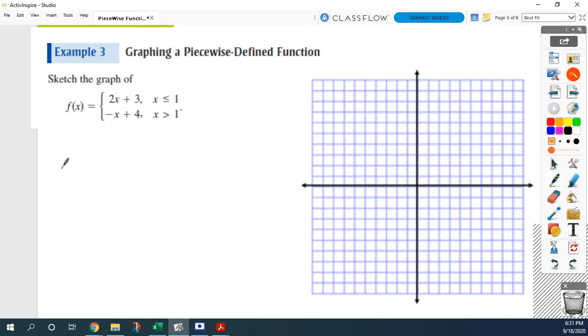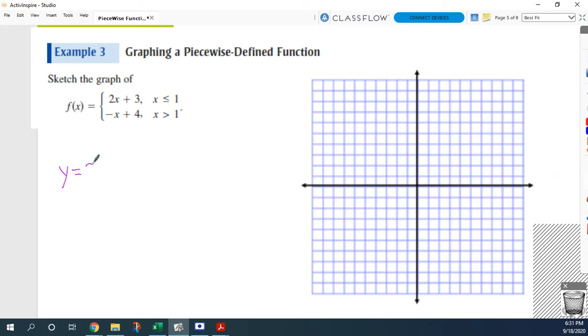So if I were to just take the piece 2x plus 3, well, 2x plus 3 is a linear graph. It is in slope-intercept form. So our intercept is going to be a positive 3, and our slope is a positive 2. So our graph would look something like that, pretending that my line is nice and straight.